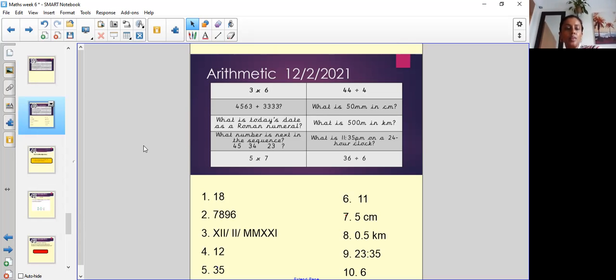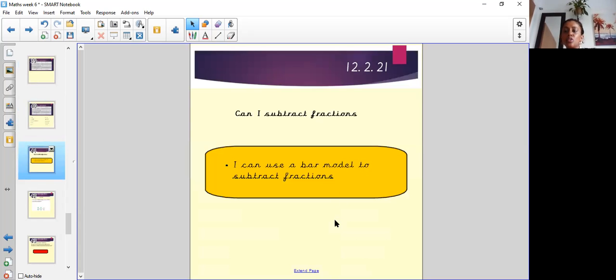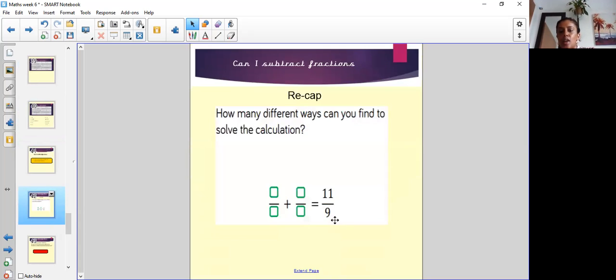So let's see what we're going to be learning about today. It says, can I subtract fractions? So all week we've been learning about adding fractions. In today's lesson, we're going to look at subtracting fractions. So how many different ways can you find to solve this calculation?